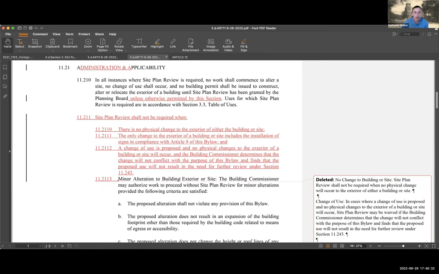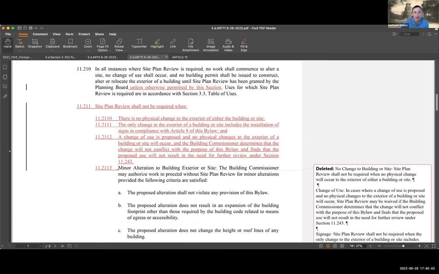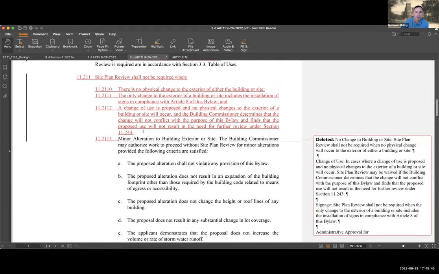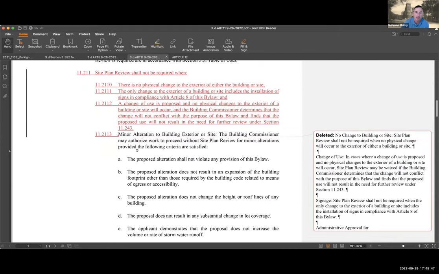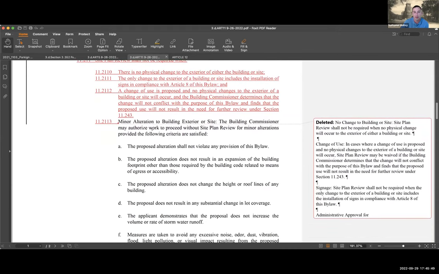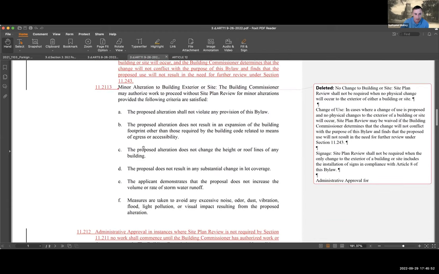Minor alteration for a building to exterior site. We're right here, currently says administrative approval for a minor alteration. And now we're nesting this under when no site plan review is required. So essentially the building commissioner would say that the work could proceed if these conditions are met. And this is already in the bylaw, A through F.